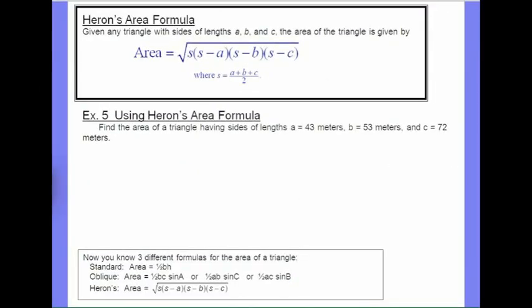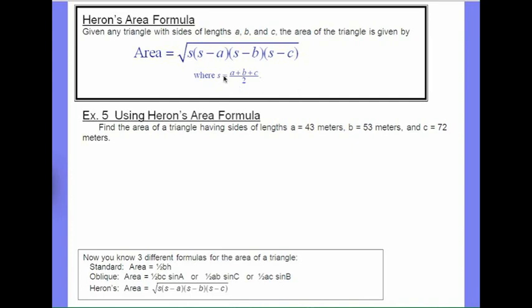Okay, we are ready for the last one. Yay! Heron's formula. This looks long and complicated, but it's not at all. It's super easy. Given any triangle with side lengths of a, b, and c, you can find the area using this formula. So you take the square root of s times s minus a times s minus b times s minus c. And of course, a, b, and c are your sides.